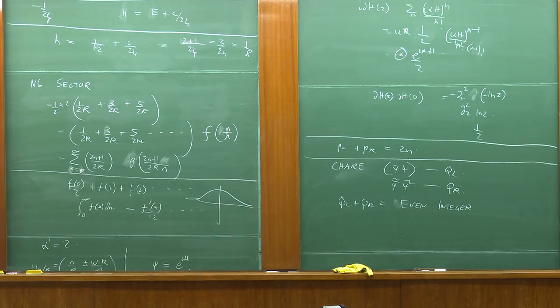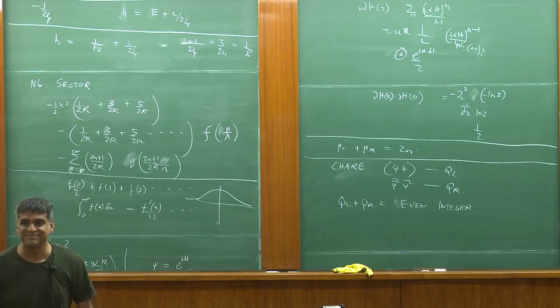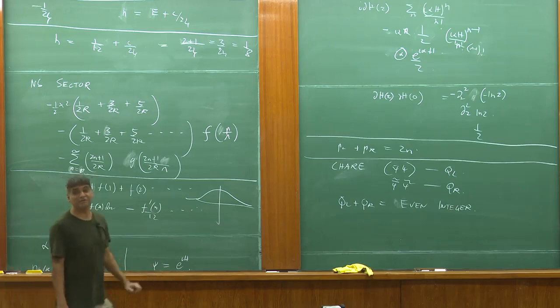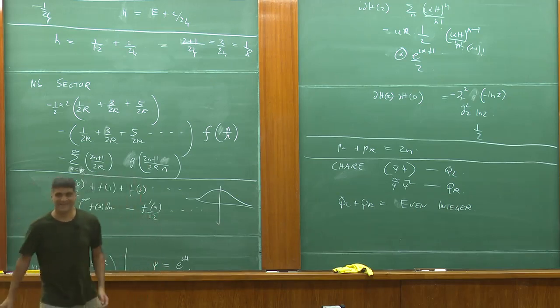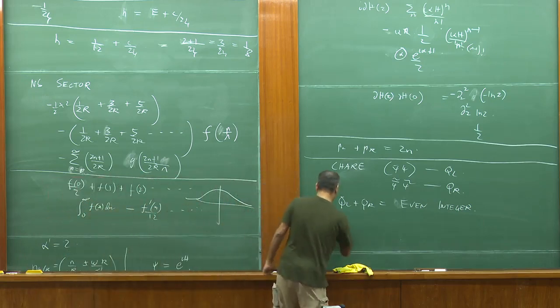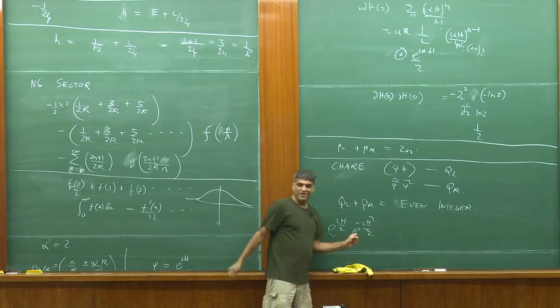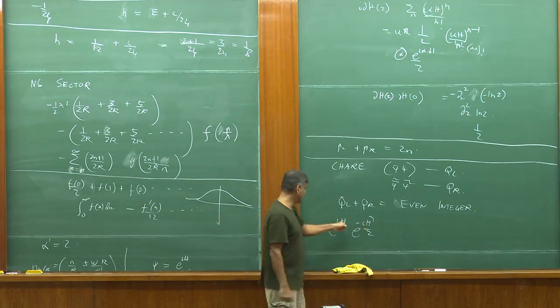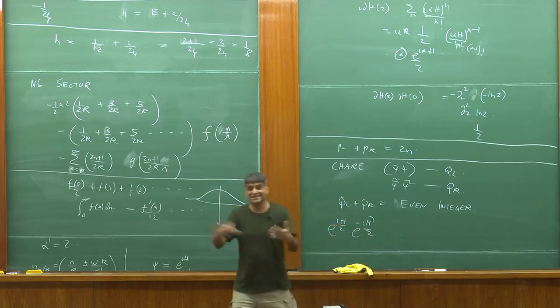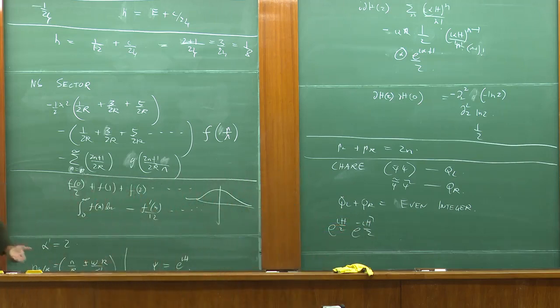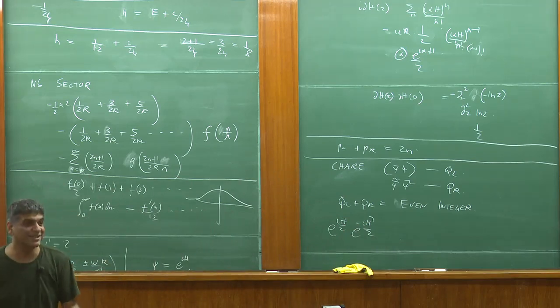Now, is this clear? Yeah, any sector had charge half on the left and minus half on the right, because we had e to the power ih by 2 times e to the power minus ih tilde by 2. Why? Because we said w, the same w, right? So it's true that the charge is half on the left and minus half on the right, so the sum was an even integer, namely 0.